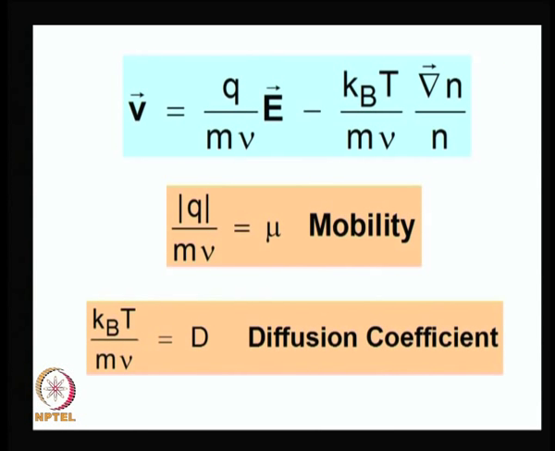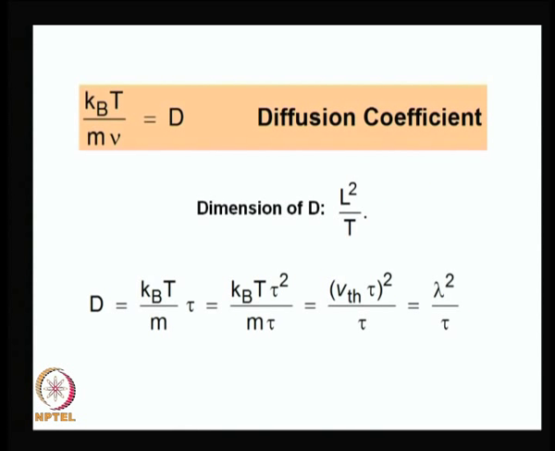In this equation, the coefficient of the electric field, q (the modulus of q, we do not include the sign of the charge), q upon m nu is defined as mobility, and kBT upon m nu is defined as diffusion coefficient. So far we have written it only for one kind of charged particles. This is just so that you recognize the expressions.